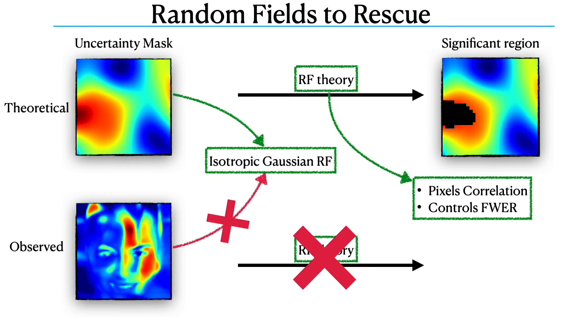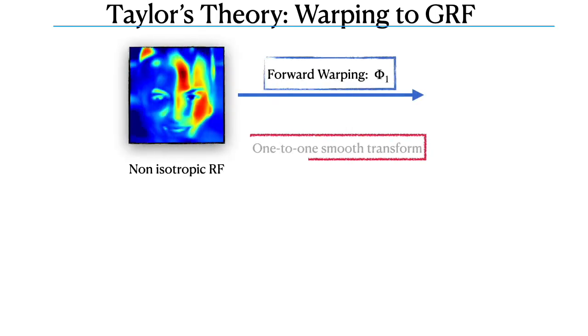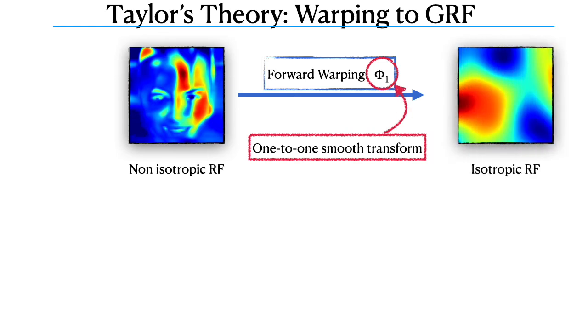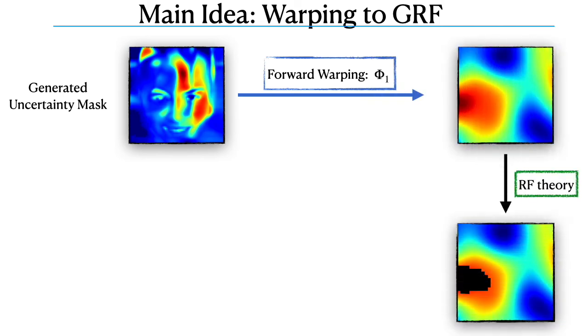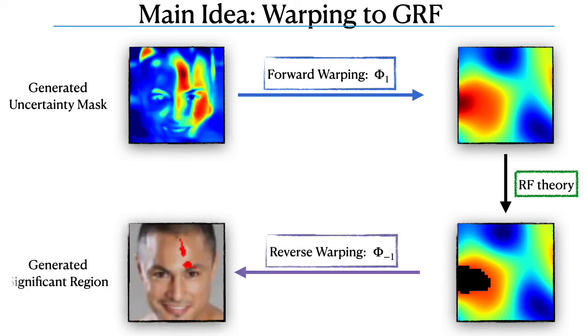Then what to do? A great finding was the statement of Jonathan Taylor in one of his papers that the domain of the random field could be warped or deformed by a one-to-one smooth transform without fundamentally changing the nature of the problem. What does it mean for us? In our paper, we showed that in theory, we can warp the observed random field to a Gaussian random field, apply random field theory to detect the significant region on the Gaussian random field, and then apply reverse warping to get the significant region on the source domain. Such an approach allows us to derive the significant region assuming dependency of pixels and controlling the family-wise error.